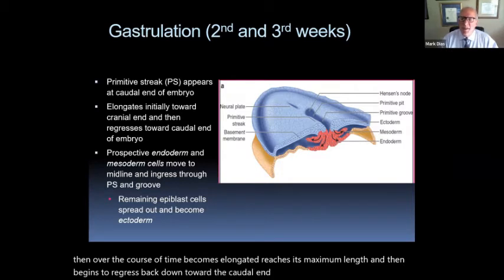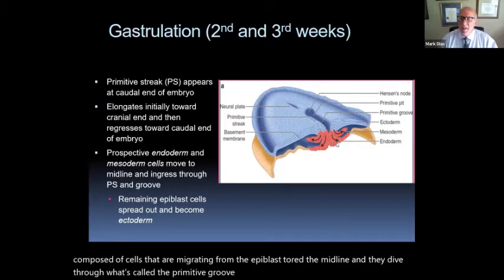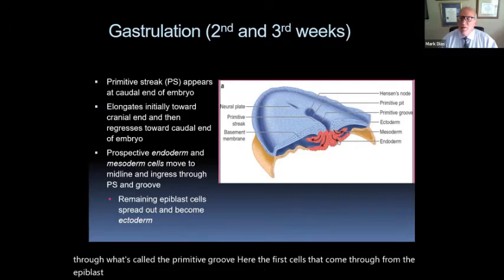And that primitive streak is composed of cells that are migrating from the epiblast toward the midline, and they dive through what's called the primitive groove here. The first cells that come through from the epiblast displace the hypoblast cells out laterally and replace them with definitive endoderm.